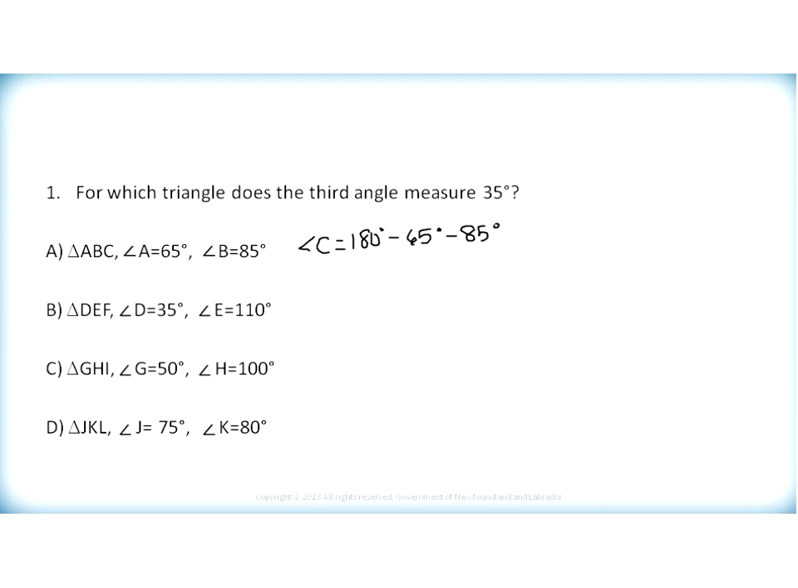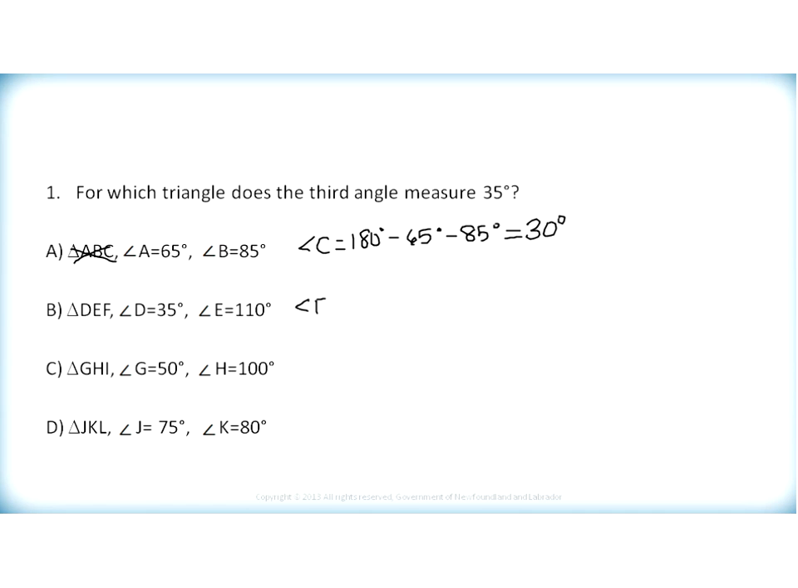So I put that into my calculator. I get 180, subtract 65, subtract 85. And that means that angle C is going to work out to be 30 degrees. Now we want one that's 35 degrees. So triangle ABC is no good. How about triangle DEF in option B?